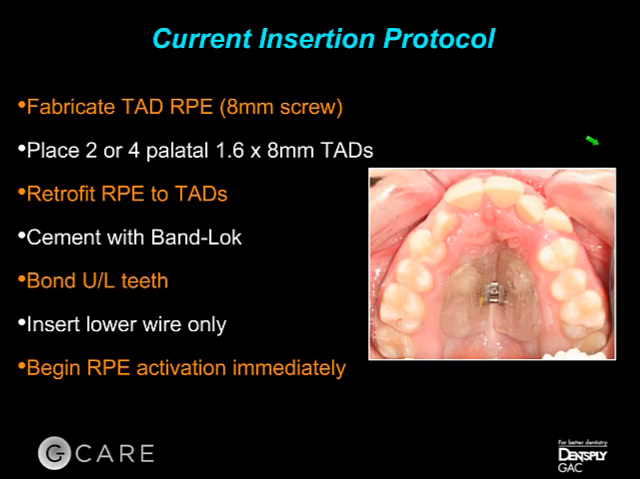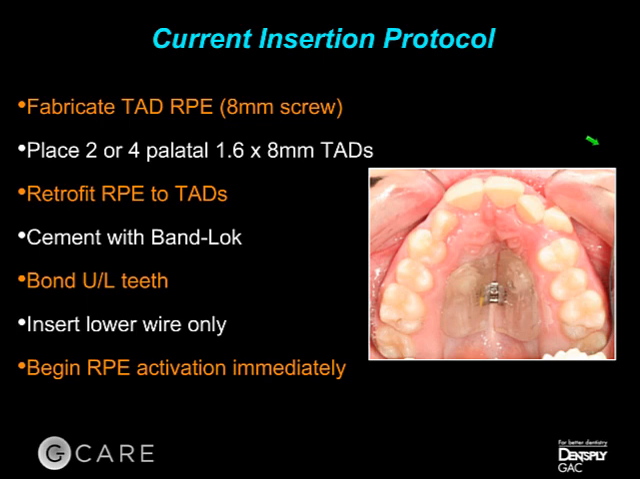So this is the current insertion protocol that we're using. Like I said, we fabricate the TAD RPE. We use an 8mm screw on a blank model. The day the patient comes in, we place either 2 or 4 palatal TADs. I use a 1.6 by 8 if I'm going to use 2 TADs. If I'm going to use 4 TADs, I'll usually use 8mm on the anterior portion and 6mm in the posterior, just because the mucosa is a lot thinner.